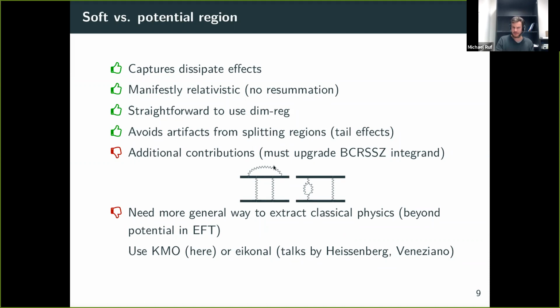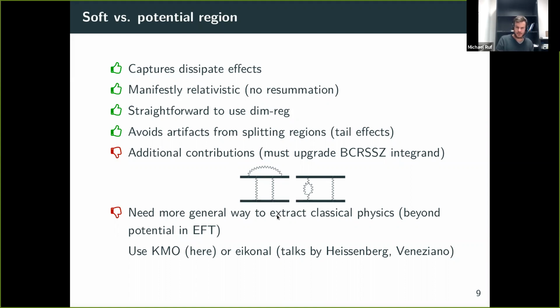Of course, there's always some price you have to pay, and in this case, one of the problems is that you have to include additional diagrams. The main families of diagrams are the self-energy diagrams and the mushroom type diagrams, and those we need to supply in addition. And I think Julio will tell you a bit about this in his talk also.